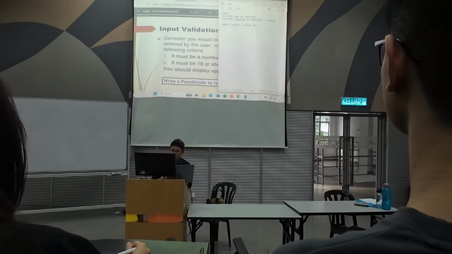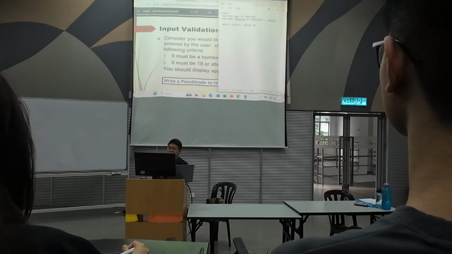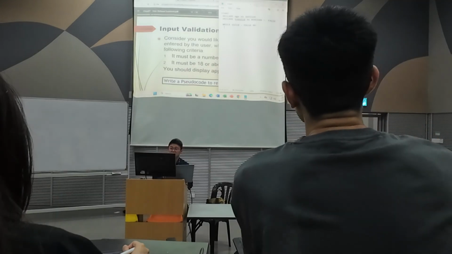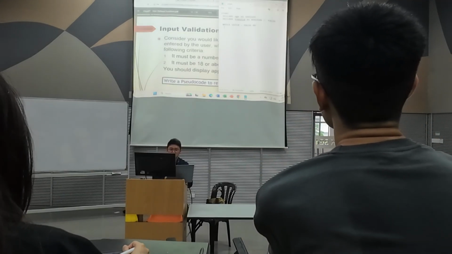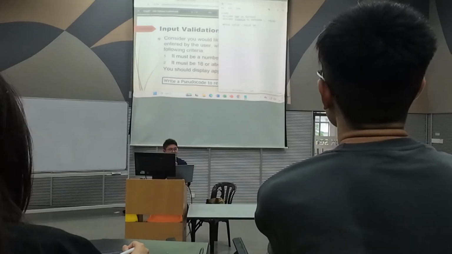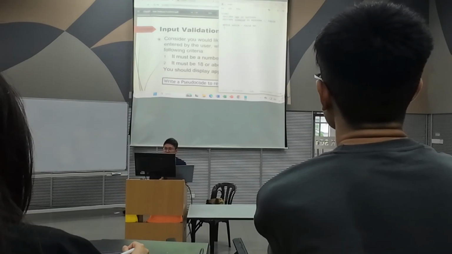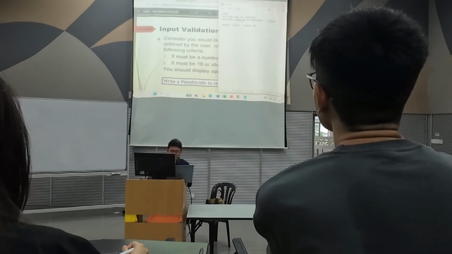You have to ask yourself, what do you have to do? If isValid is false, ask the user again. Prompt the user to enter the age. What is the simplest term to represent prompt user? We use the word display. More easier to understand, right?